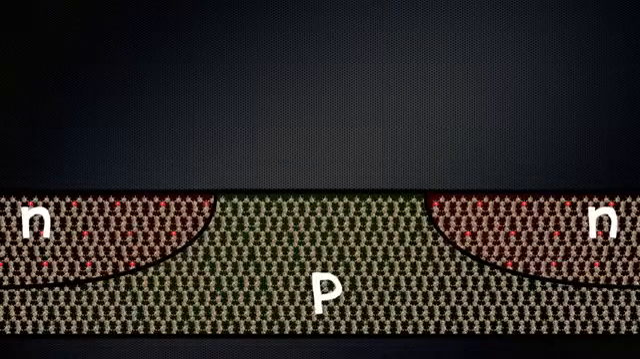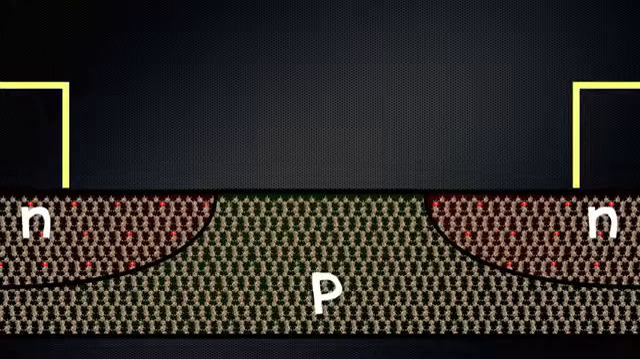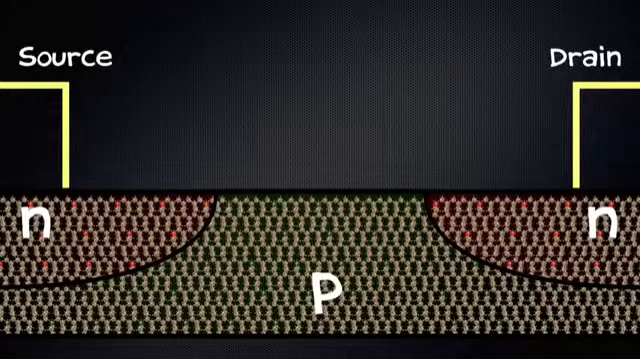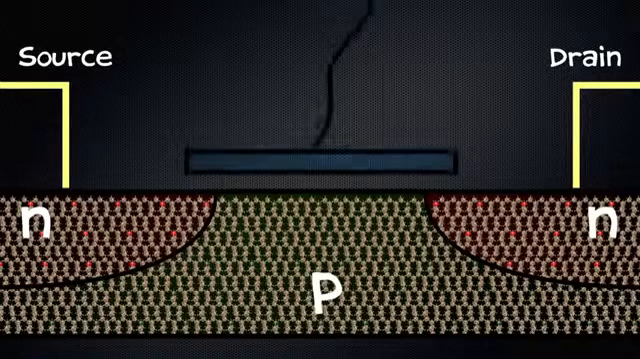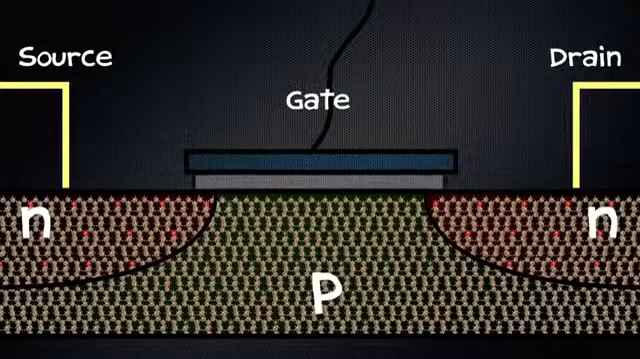Just like a switch, a transistor has an electrical contact at each end, and these are called the source and the drain. But instead of a mechanical switch, there is a third electrical contact called the gate, which is insulated from the semiconductor by an oxide layer.